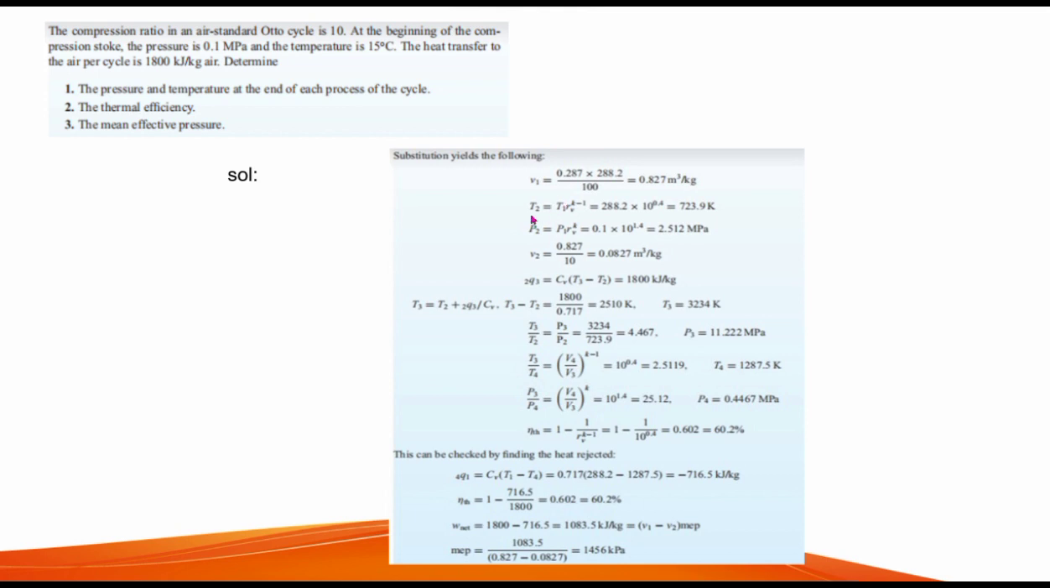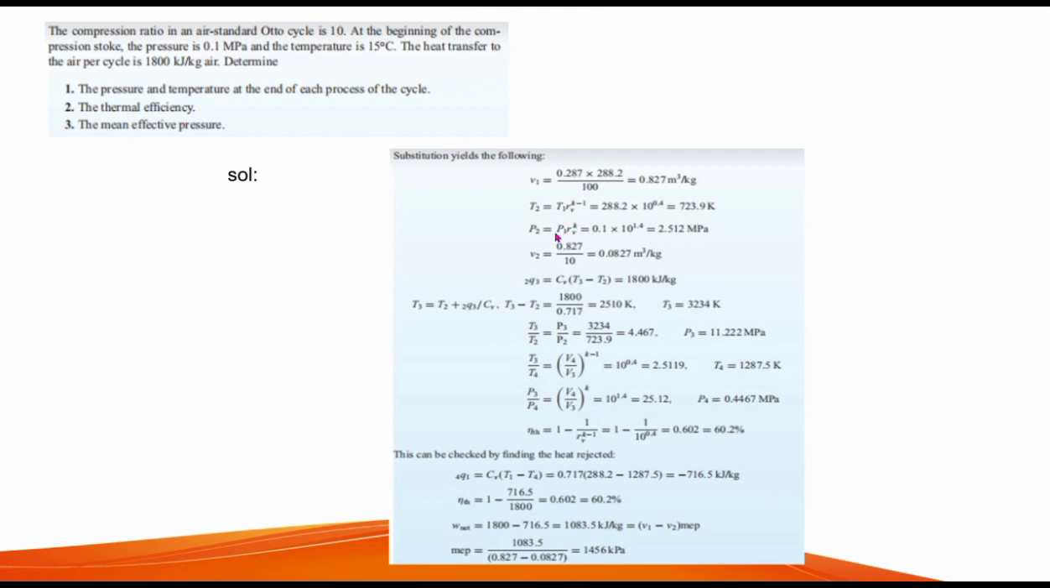And then we have T2 is equal to T1 times r raised to k minus 1. So substituting our givens, we have 288.2 for our T1 times 10 raised to 0.4, and our temperature here would equal 723.9 Kelvin.